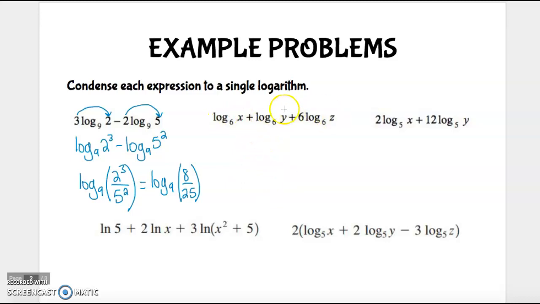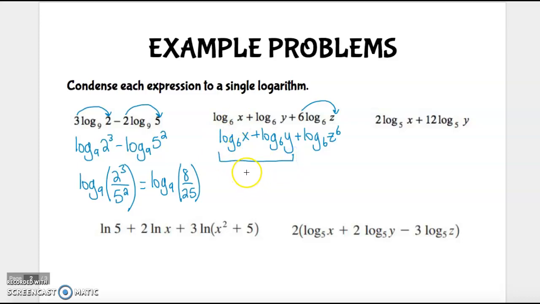All right, with these logarithms, I again look for any constant multiples out front, and I do, so that comes up and becomes an exponent inside of your logarithm. So then I'll have log base 6 of x plus log base 6 of y plus log base 6 of z to the 6th power. And then what I notice is between all of these logarithms, I have addition happening. And anytime I have addition happening outside of logarithms, I know that I can combine them all into one logarithm. Or if you want to do it one step at a time, you could do that as well.